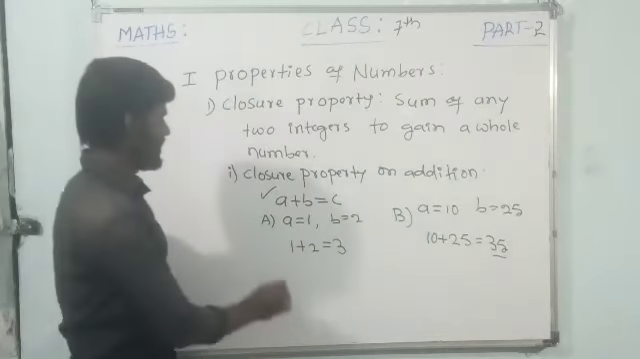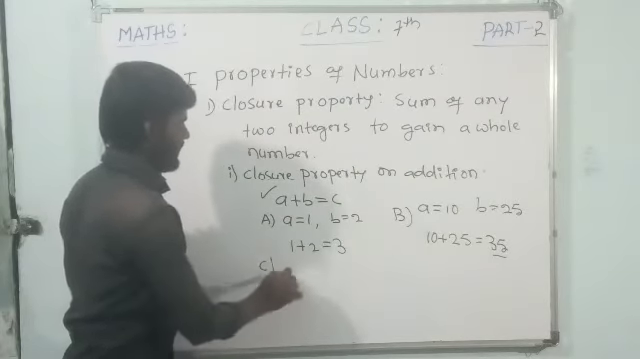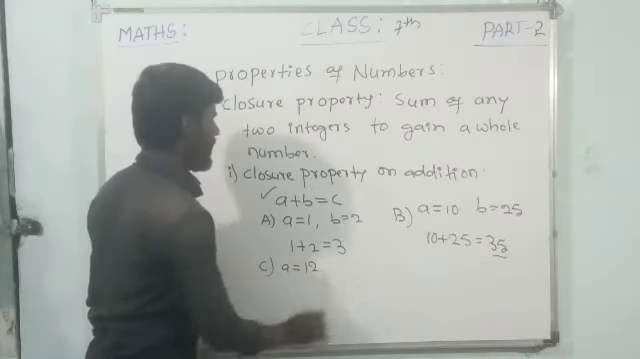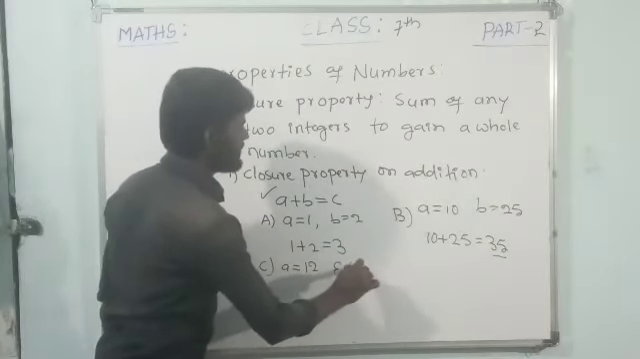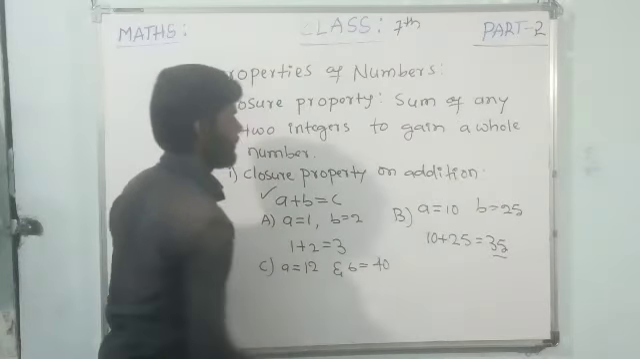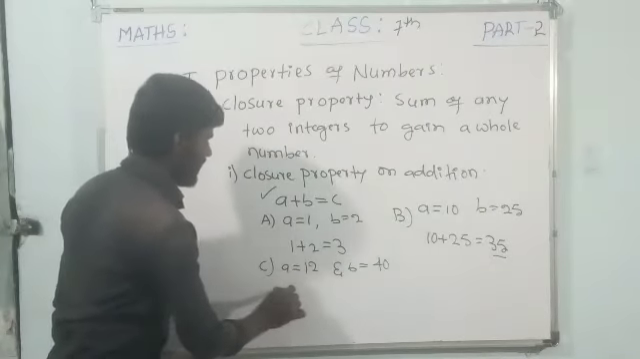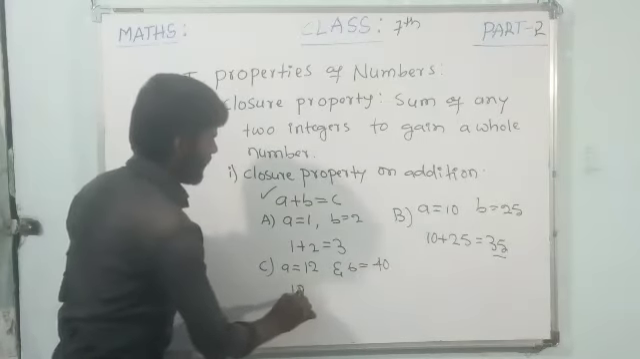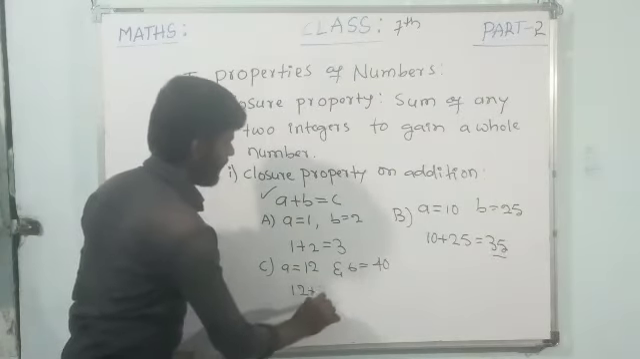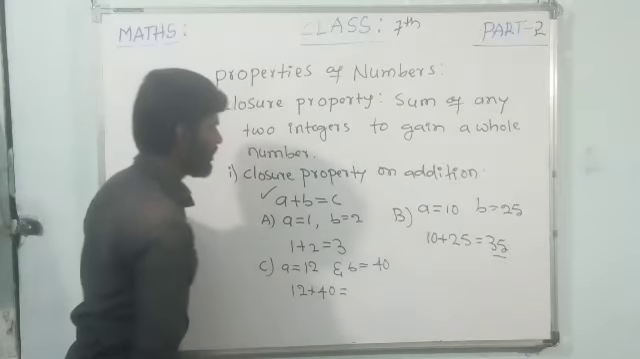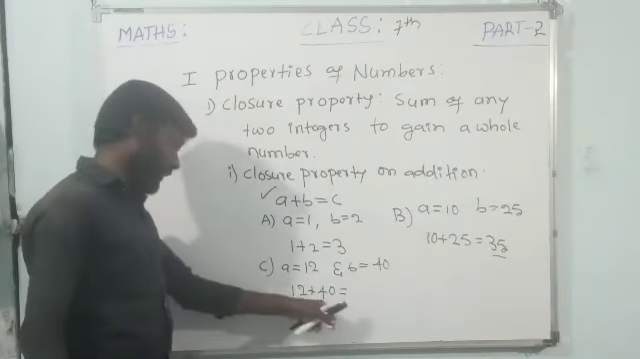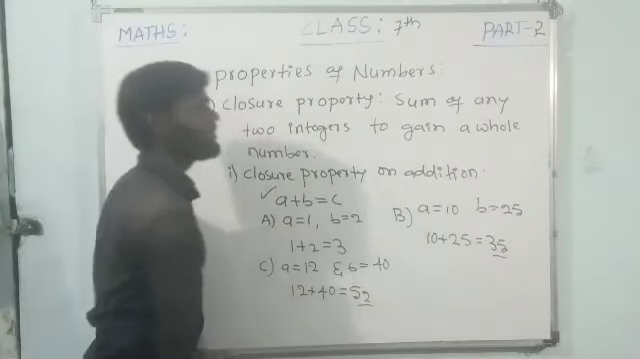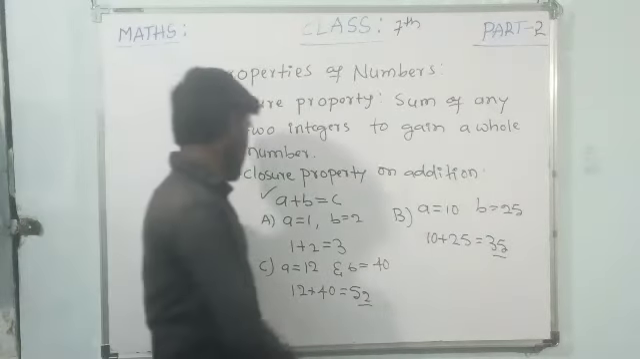Let us see example C. Suppose A is equal to 12 and B is equal to 40. A means here 12 plus B means here 40, that is equal to 12 plus 40, that is 52. This 52 is also a whole number.